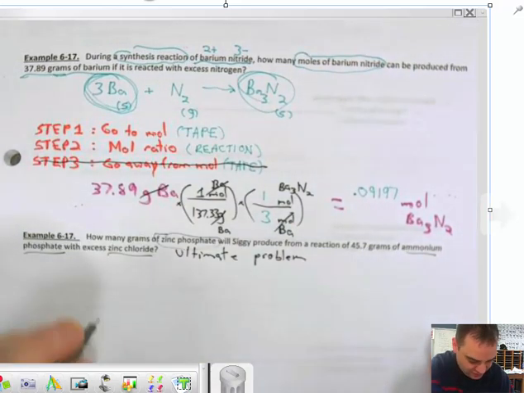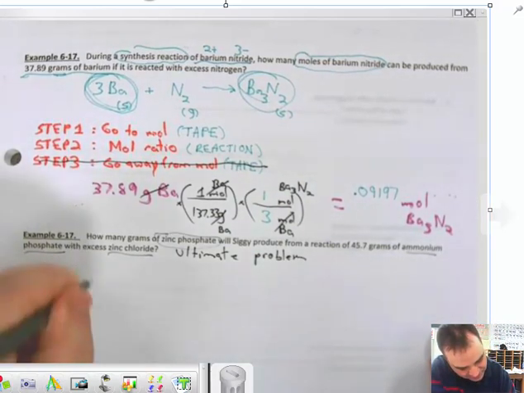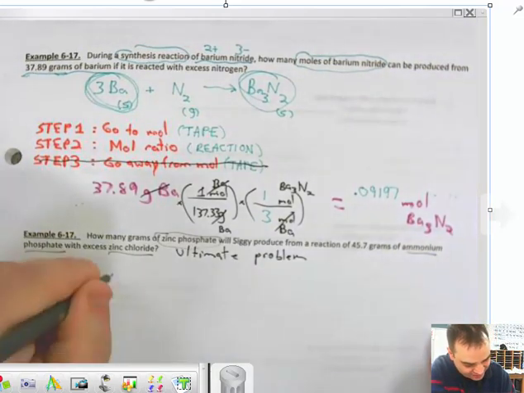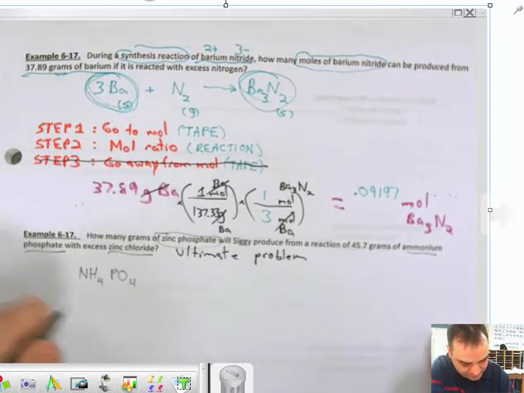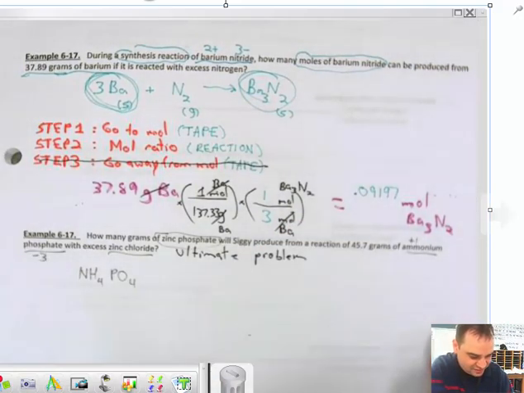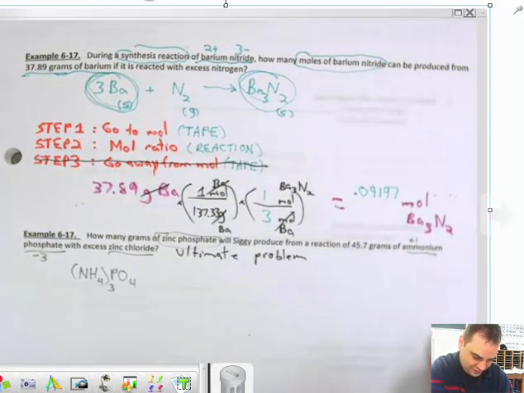So we're starting off with ammonium phosphate here. Ammonium is NH4. Phosphate is PO4. Ammonium is 1 plus. Phosphate is minus 3. So this is (NH4)3PO4.